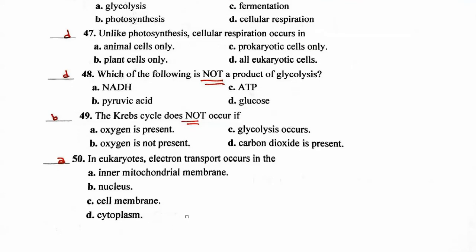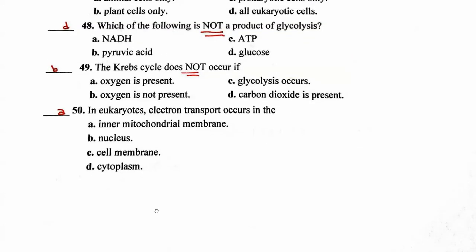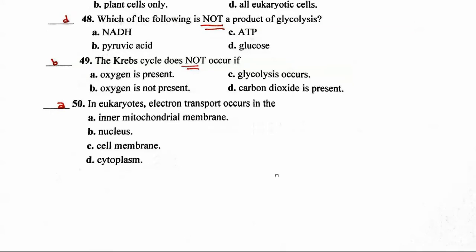Unlike photosynthesis, cellular respiration occurs in all eukaryotic cells. It occurs in prokaryotes. So C is wrong because it's not only them. We do it too. So D would be the answer. Which of the following is not a product of glycolysis? Glucose. You start with glucose. Right? These are made in glycolysis. This is your reactant. This is what you start with. So that makes no sense.